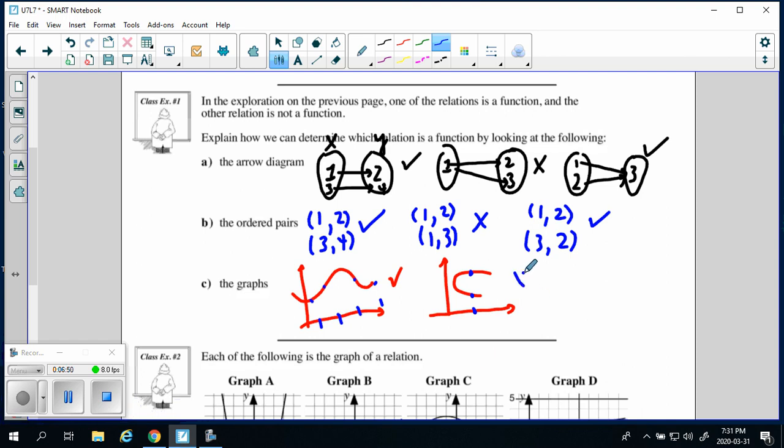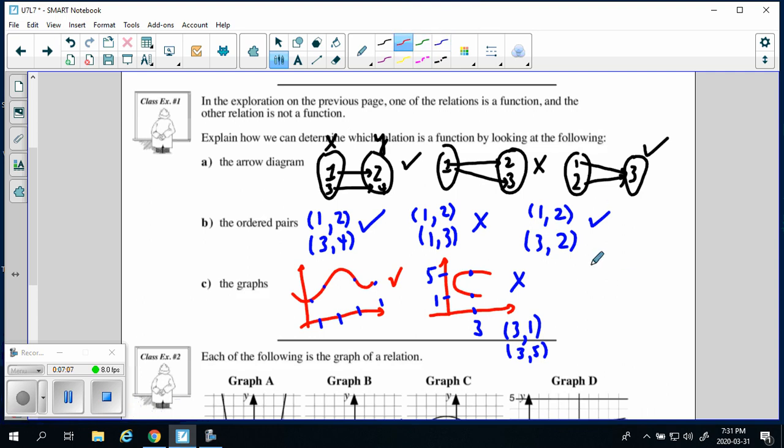This is not a function because, for example, if this was the number 3 and this is 1 and this is 5, all of a sudden you've got 2 points that each start with 3. You've got (3, 1) and you've got (3, 5). So that's not a function.